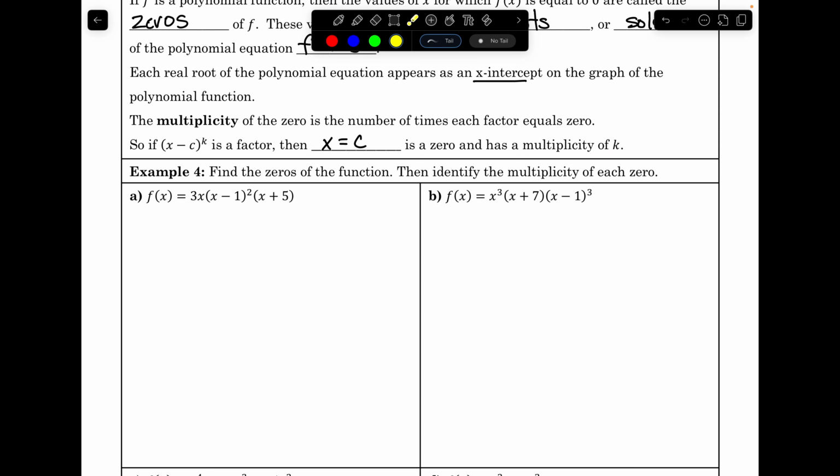The way to understand what this means is that in identifying the multiplicity, we are identifying how many times essentially x is going to equal the opposite of this number that makes it equal to 0. Again, this is referred to as the multiplicity. So let's take an example of this one right here.